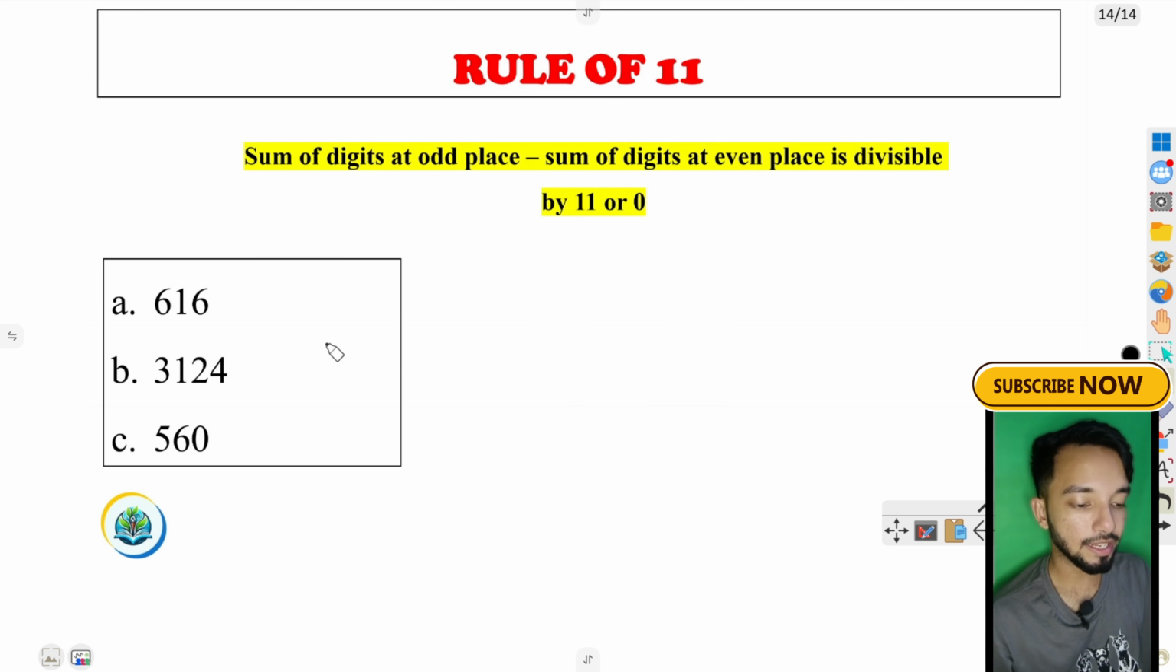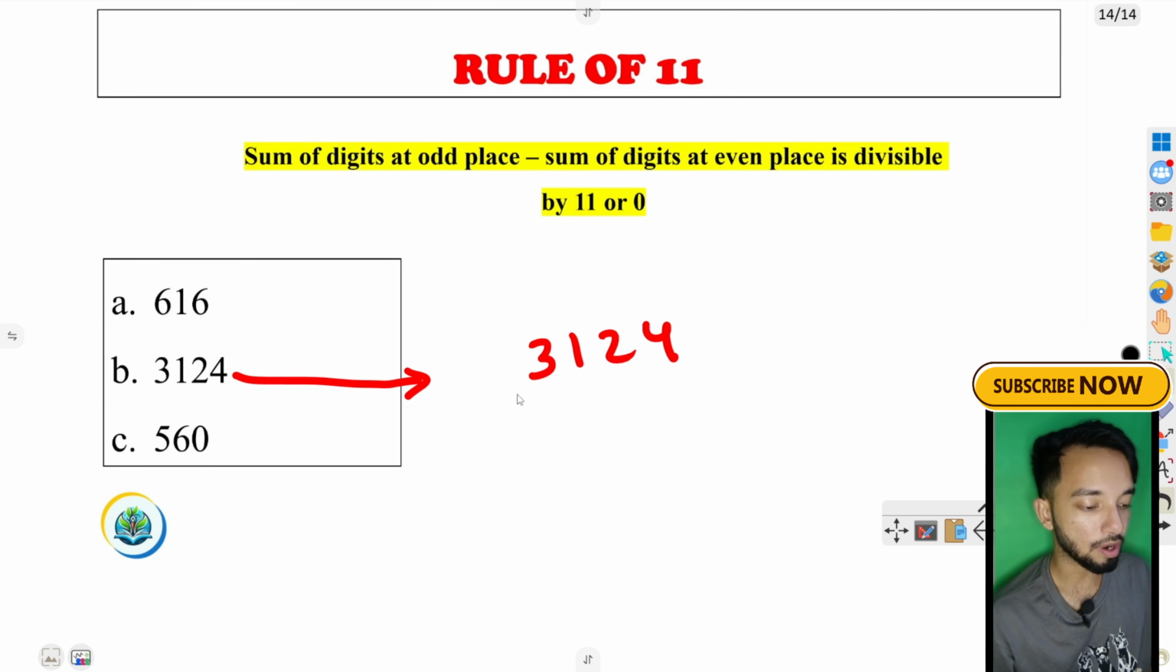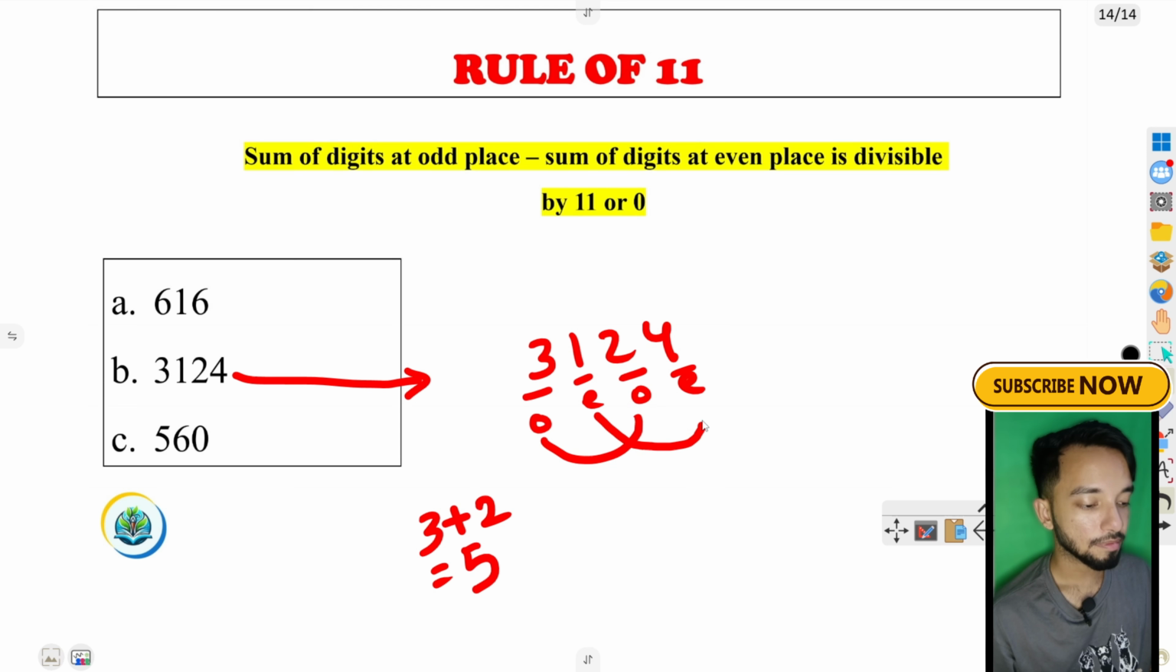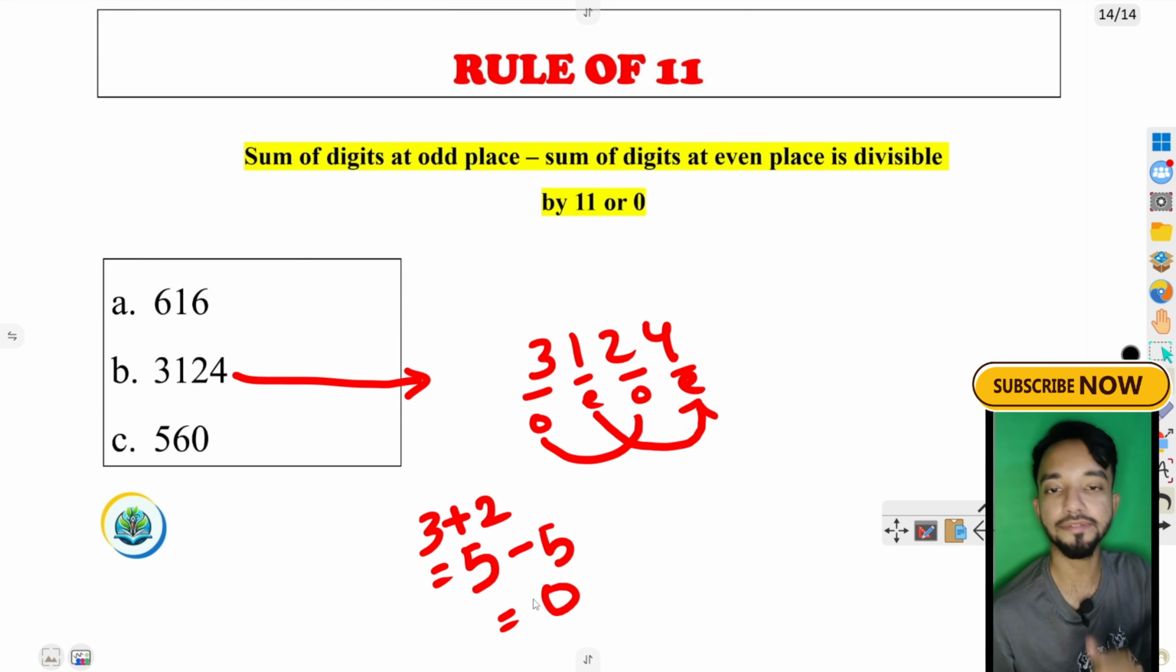You will understand it more with the help of this example: 3, 1, 2, 4. Here, odd, even, right? We need to first sum the odd places. That is 3 plus 2, how much are we getting? 5. Now we need to add the even places. That is 1 plus 4, how much will we get? 5. Now we need to subtract both the numbers. Then we get 5 minus 5, which is equal to 0.